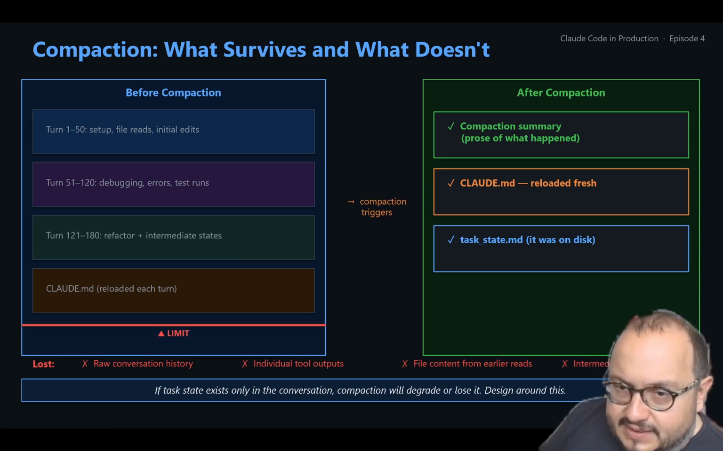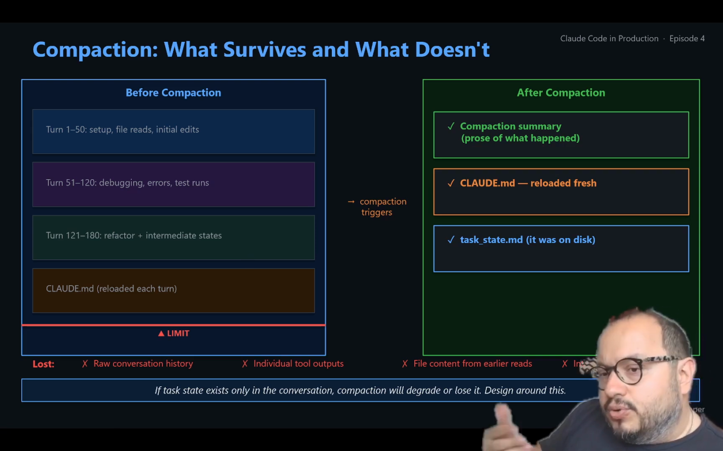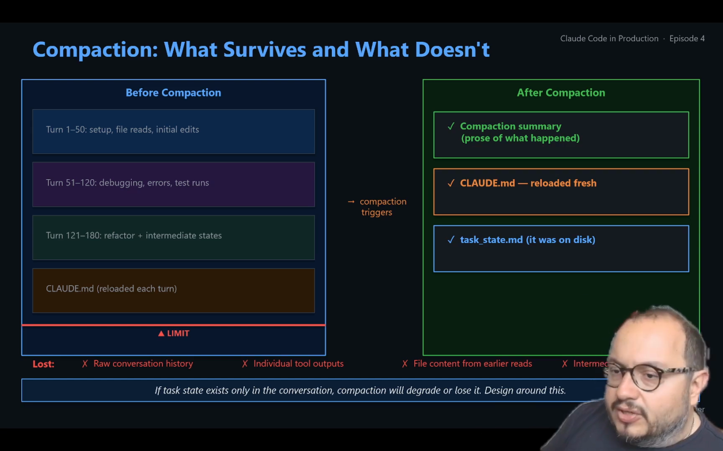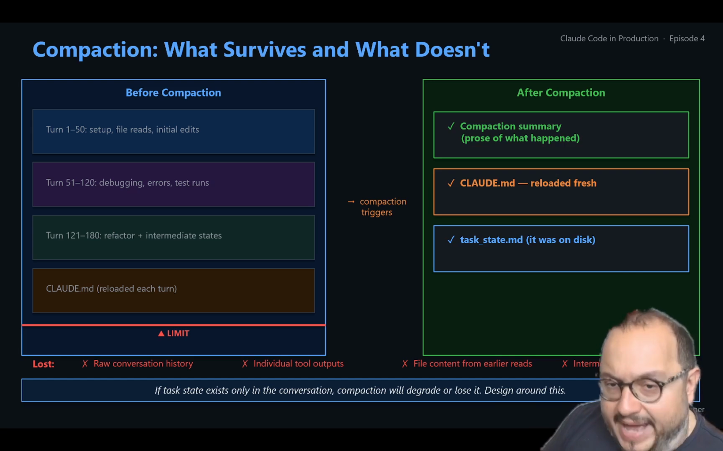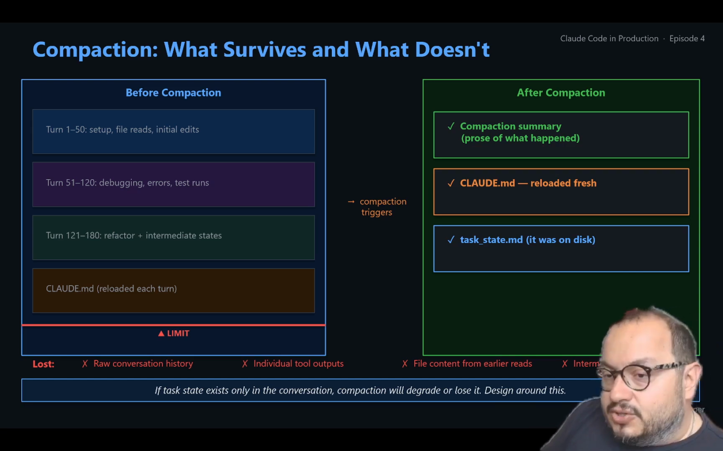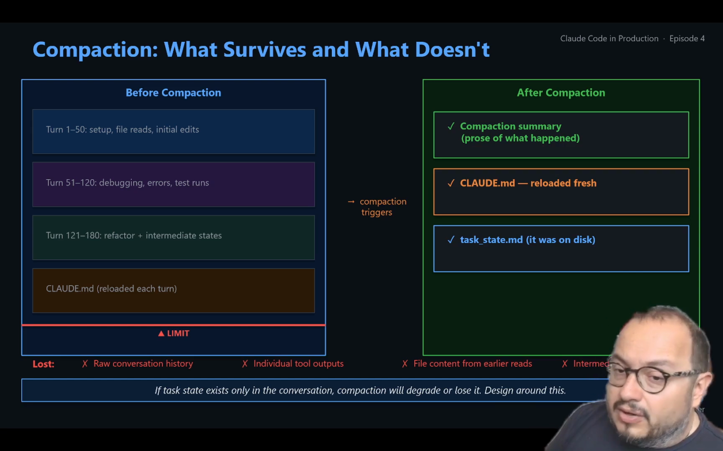What survives is the compaction summary, which is a prose description of what happened in the session. The current CLAUDE.md, which is reloaded fresh every turn, and whatever you type as the next user message after compaction. What does not survive is raw conversation history, individual tool outputs, and file reads from earlier in the session. The model no longer has the file content unless it reads it again. Anything the model knew from the detailed conversation that is not captured in the summary is gone.